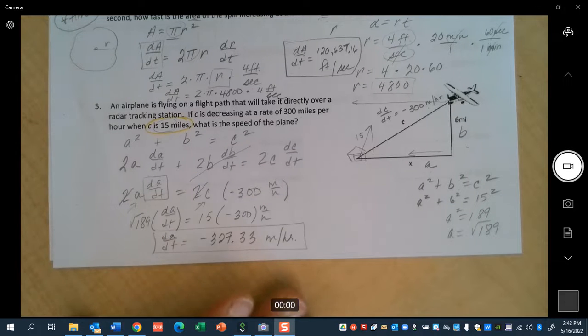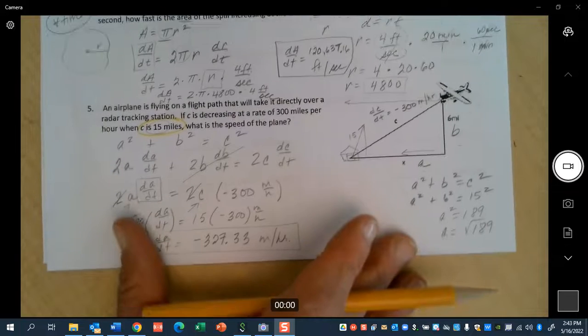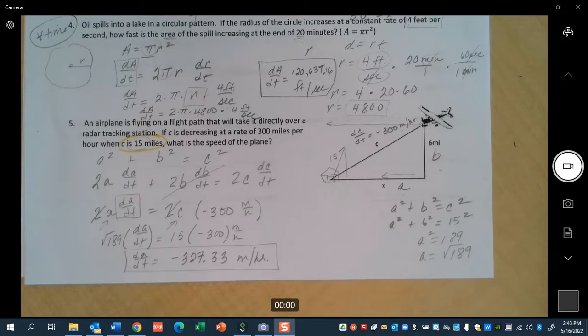For optimization problems, we have two equations and we express one in terms of the other. For related rates problems, we've got one equation with both rates in it, and I substitute my known quantities in to figure out what I don't know.